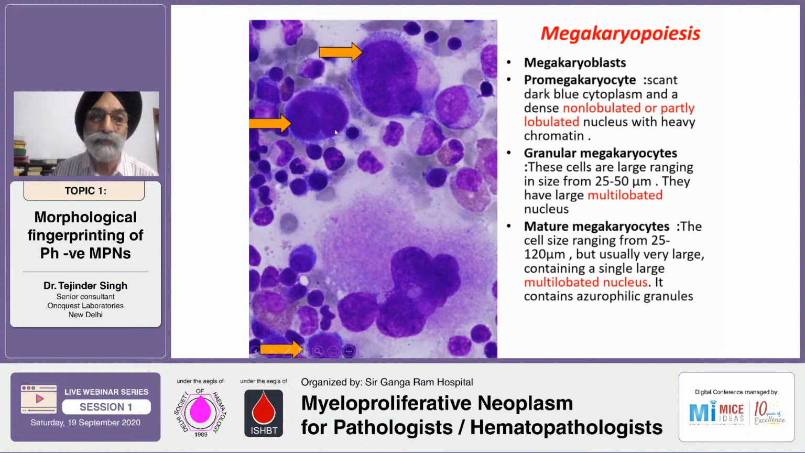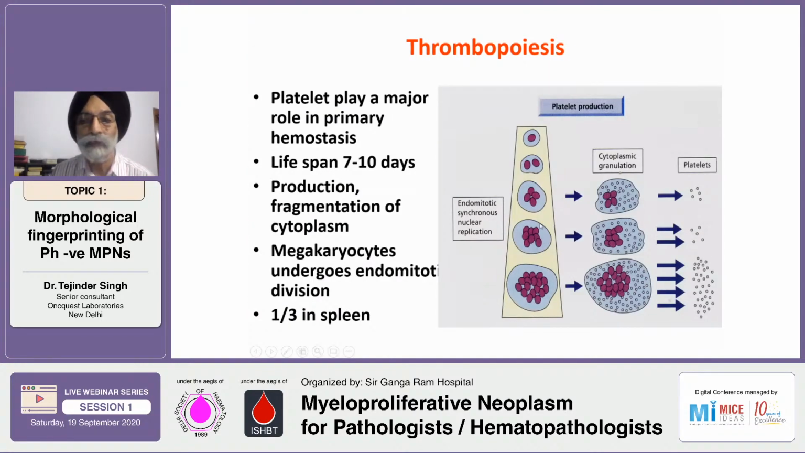Now, before I go on to a disease entity, I would briefly discuss megakaryopoiesis, because the megakaryoblasts are the large cells which are present in the bone marrow. They go on enlarging in size, and granularity of the cytoplasm appears, which become promegakaryocytes, and then these become multilobated, the cytoplasm becomes granular, and then the platelets are shed off from these megakaryocytes. This happens by endomitotic divisions of the megakaryocytes. The granularity keeps on increasing, and they keep on forming the platelets.